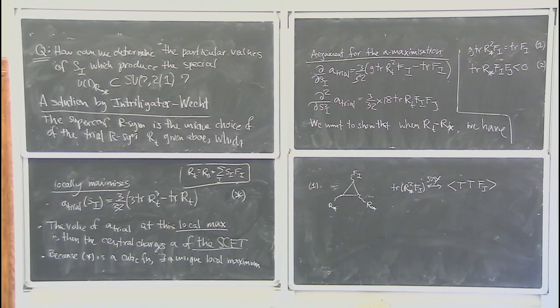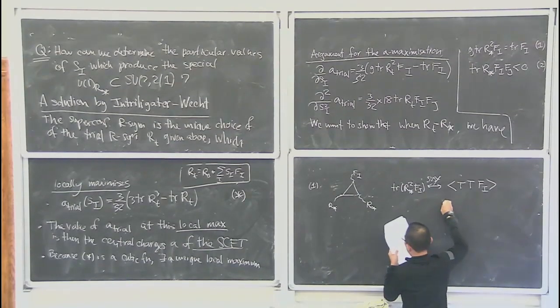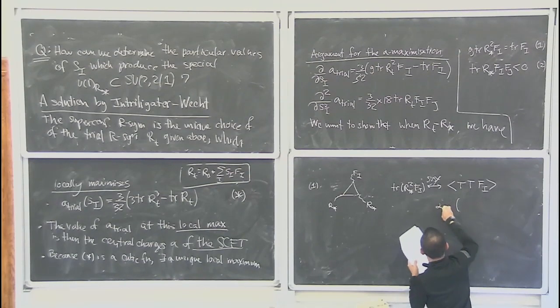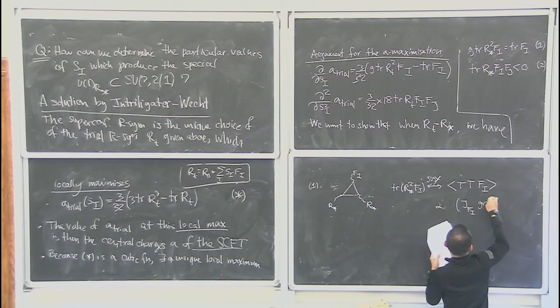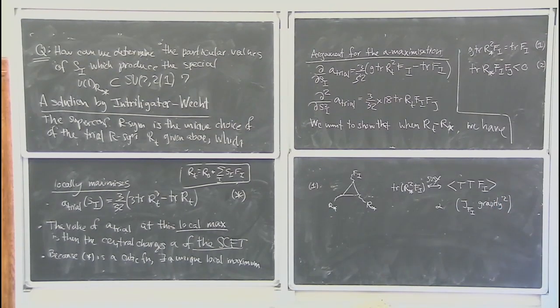Now, because you can replace the R current by the energy momentum tensor, computing this anomaly amounts to computing this 3-point function. Once you do that, this is proportional to another anomaly, which is the current of the Fi with the gravity squared. This is highly non-trivial. This result is from Osborn.